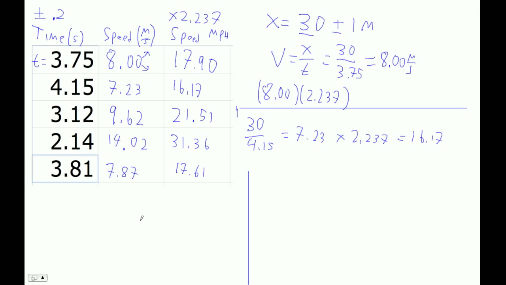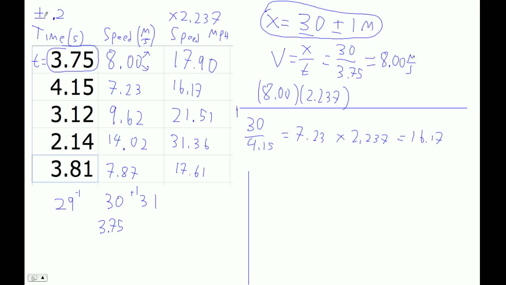Okay, the way we do this is we look at the distance. Here's our distance, and we figure out what the boundaries of that are. So for example, we thought it was 30, but it could have been as big as 31 and as small as 29. I got this by saying plus 1, and I got this by saying minus 1. Now for this time right here, the time was 3.75. That's what we thought it was.